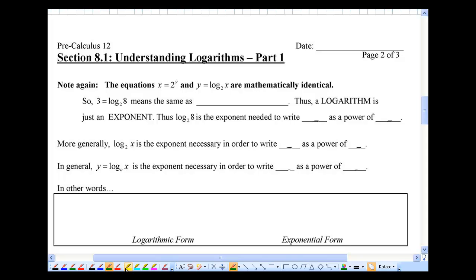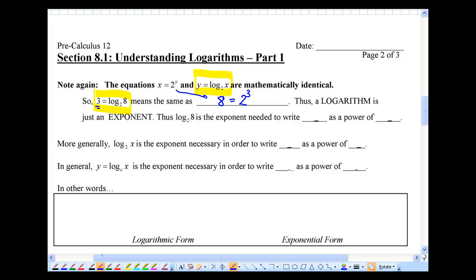Okay, so I'm trying to ask you to match up this part here with this part here. So the base is 2, okay. The x is the 8. That means if I want to rewrite this in the exponential form, it'd be 8 equals to 2 to the power, and y, that looks like it's the 3. So 3 equals to log base 2, 8 means the same thing as 8 equals 2 to the power of 3. So that 3 over here really is the exponent.